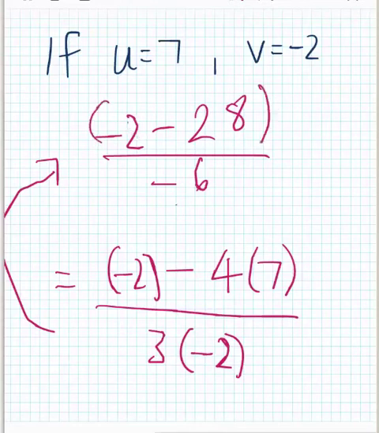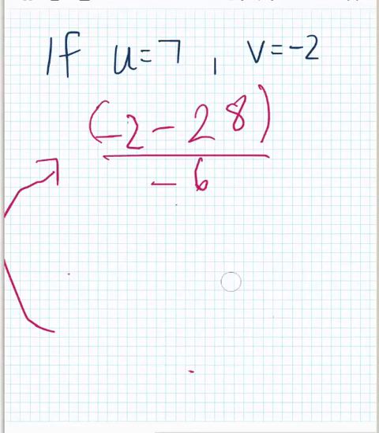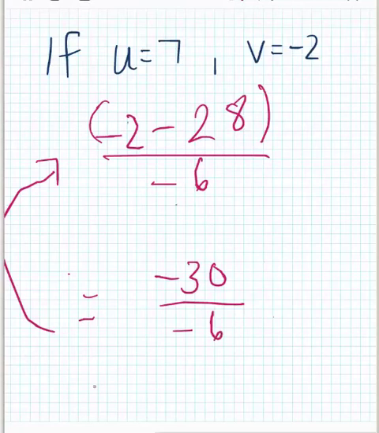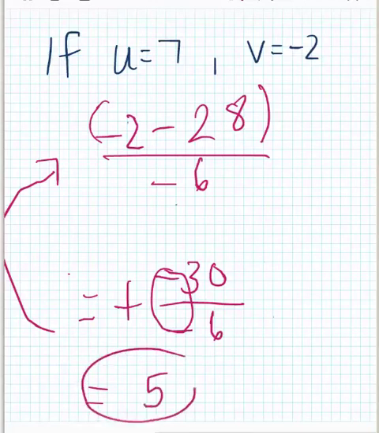What's -2 minus 28? They're both negative, so we just add them. 2 plus 28 is just 30, but don't forget to add the negative. So we have -30 over -6. And -30 divided by -6, 2 negatives make a positive, and 30 divided by 6 is just 5. So you should have had +5 as your answer.